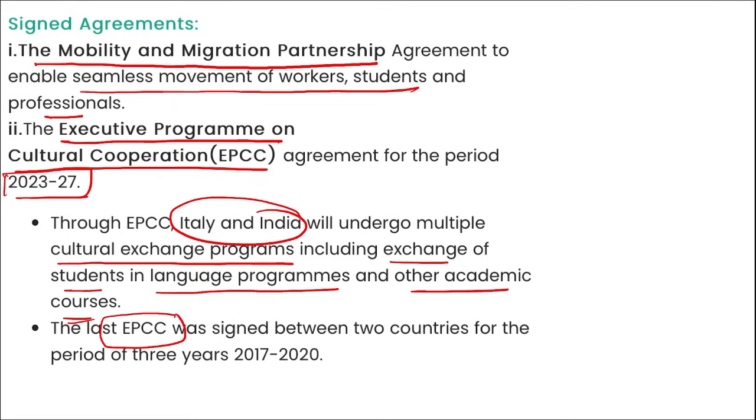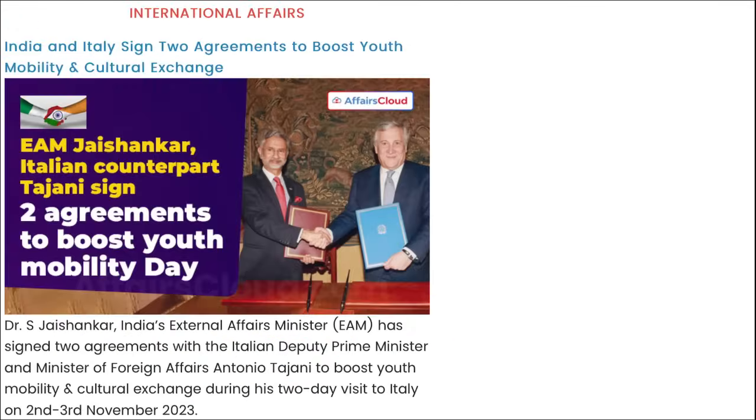The last Executive Program on Cultural Cooperation was signed between the two countries for a period of 3 years, from 2017 to 2020, and now again from 2023 to 2027 it has been signed again. So these are the two programs that were recently signed between India and Italy.